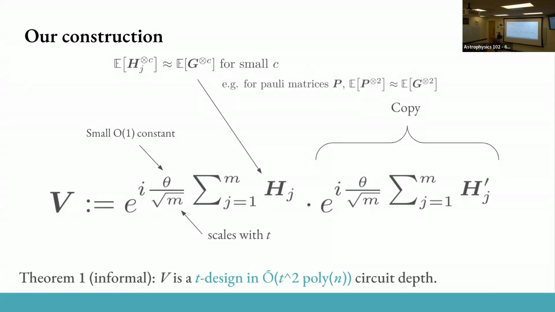So the theorem here that we can state is an informal version. If you look in our paper, there's something much longer and scarier. But informally, the object that I've presented to you here is going to be a t-design in t-squared circuit depth. So this is the final construction of our original paper. We also provide an algorithm for implementing it. This is the object. This is the t-design. I'm going to switch off now. Would you like to?